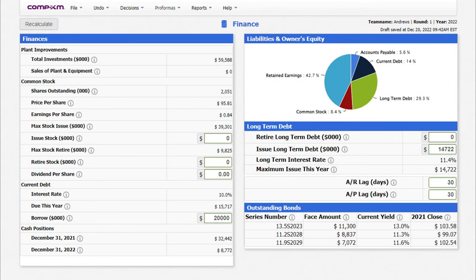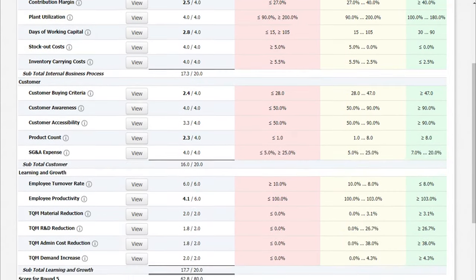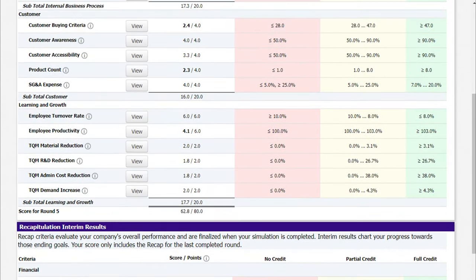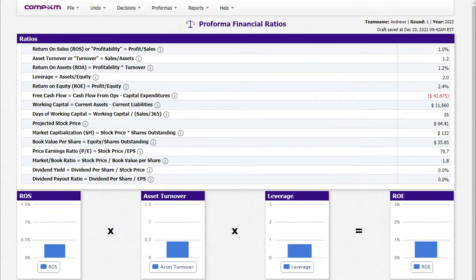Okay, let's see. Balance scorecard. We are having 6. Just backing up to we have 2.8 out of 4. Total points is 62.8. So we still need to check something and improve. And that is specifically days of working capital. So let's see, now we are having 26. We need at least 30.